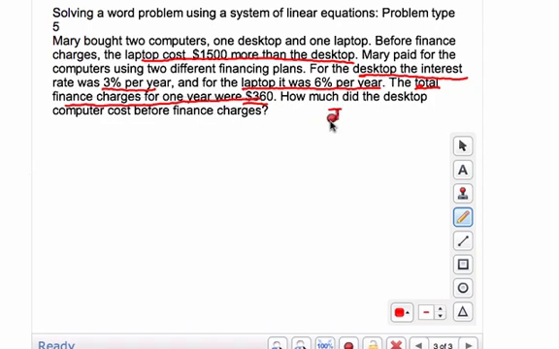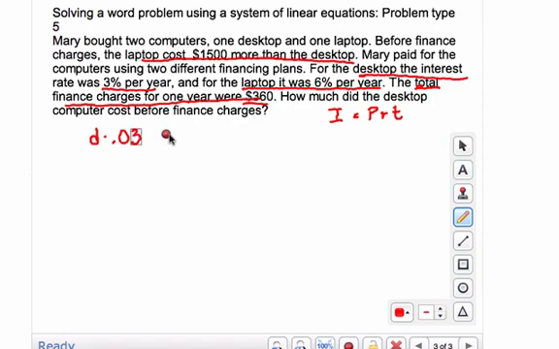Well, simple interest is basically the principal, the amount that it costs in this case, times the rate, times the time. And we're going to use T as 1 in all of these cases. So we just need to take the amount of each item and multiply it by its rate. Okay? So let's see, we've got desktop is 3% per year. So that would be, let's call it D for desktop, times 0.03.